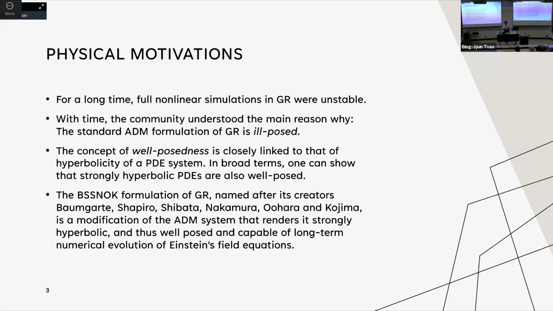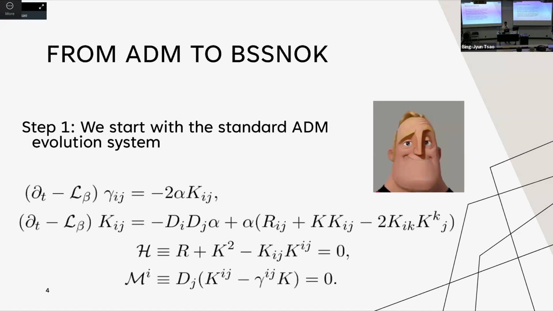And the BSSN-OK formulation, which is named after its creators, Baumgarte, Shapiro, Shibata, Nakamura, Oohara, and Kojima. Usually people leave out Oohara and Kojima, but we should really put their names back on, right? Usually people just say the BSSN formulation. So they came up with a modification of the ADM system, right, that renders Einstein's field equations strongly hyperbolic, and thus finally unlocking that golden objective of long-term stable numerical evolutions in GR, right?